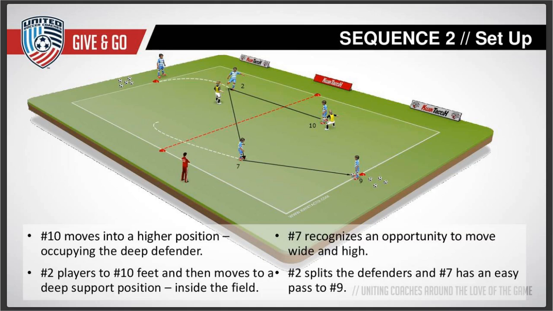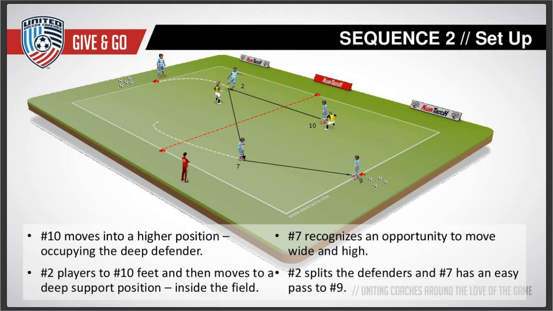And as we see, as the sequence continues, the number 10 plays the ball back to the 2. The defender now moves across to defend the 2. The other defender in the other half of the field has now got tight to the 10, and that has allowed our number 7 to move into an advanced position to combine with the number 9.